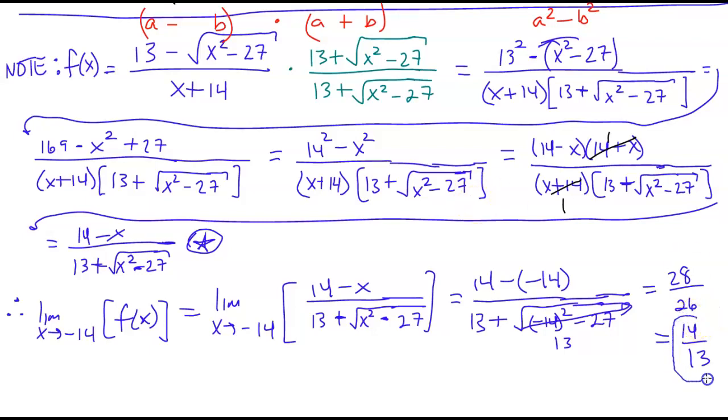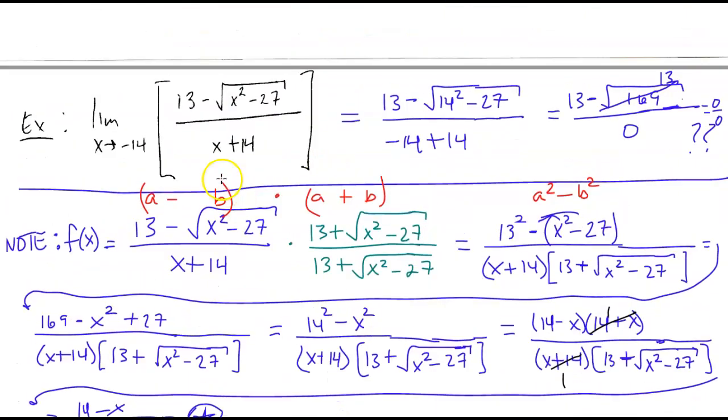Okay, so this will be our final answer here. And so if we wanted to interpret what this limit actually means, we'll go back to the beginning. So now that we know that the answer for this is 14 over 13, whenever we get this 0 divided by 0 thing going on, a lot of times what this means is that we have a removable discontinuity in our graph. That's a fancy way of saying we have a hole in our graph.